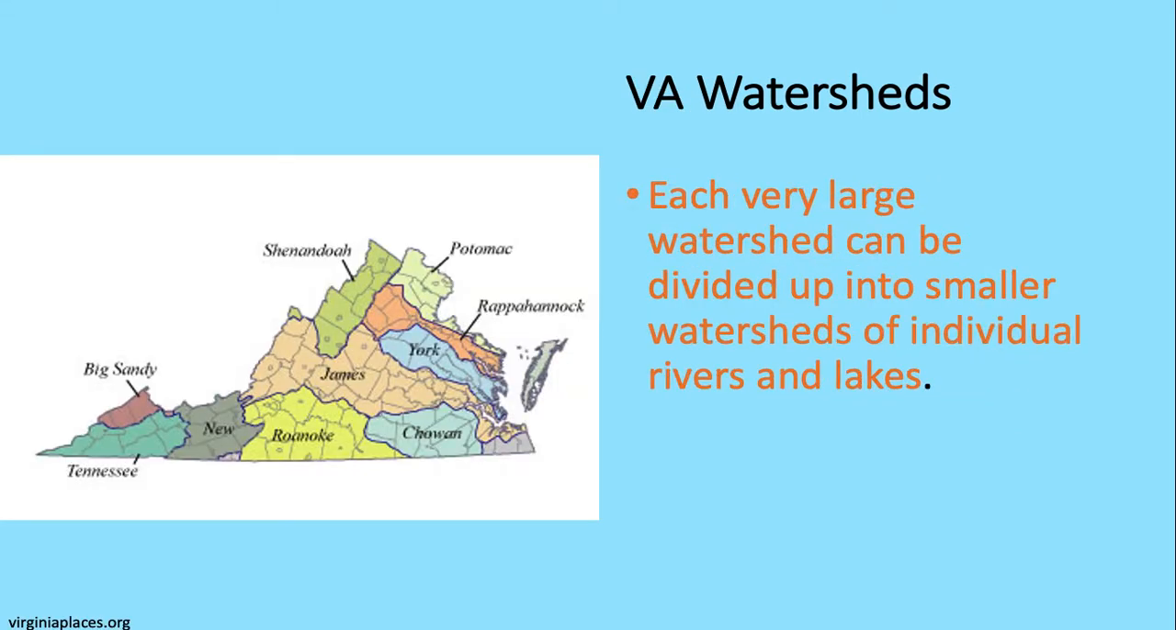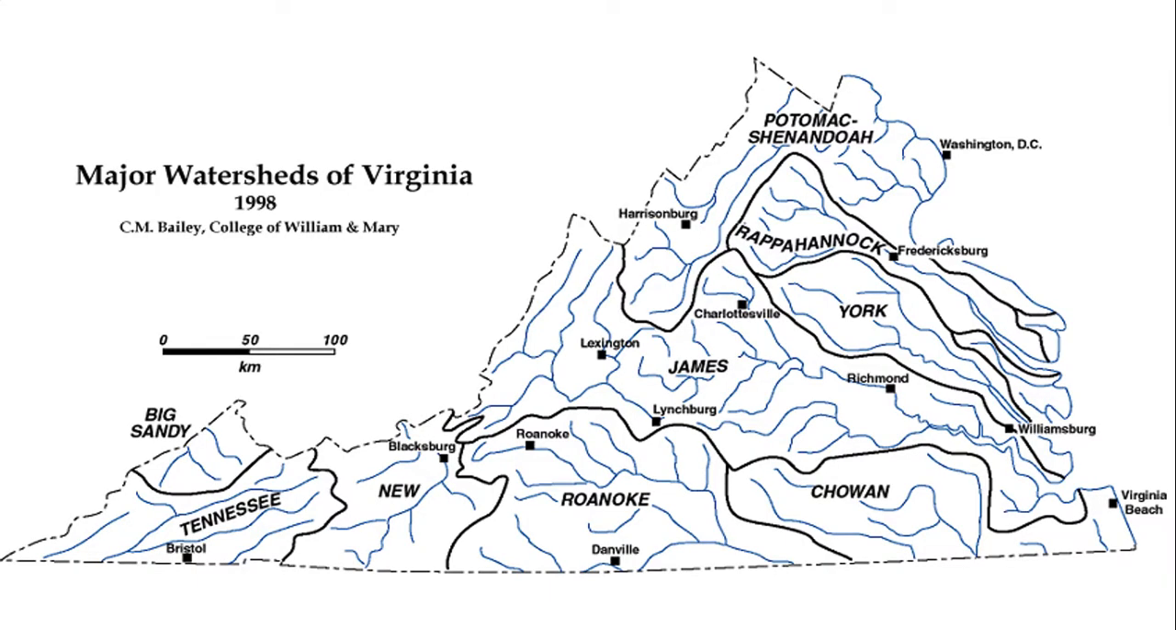Each very large watershed can be divided up into smaller watersheds of individual rivers or lakes. So here's all the big rivers in Virginia. We are in the James River watershed in Richmond, the largest of them as far as what's contained in the state. And here's another look at the different watersheds of Virginia.